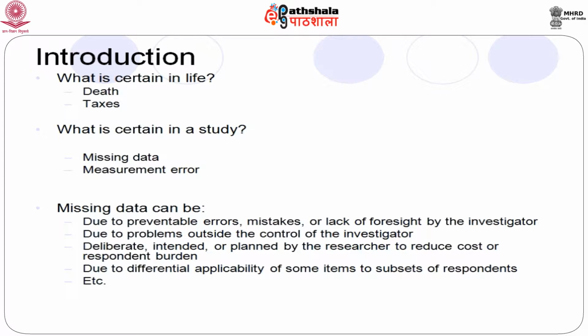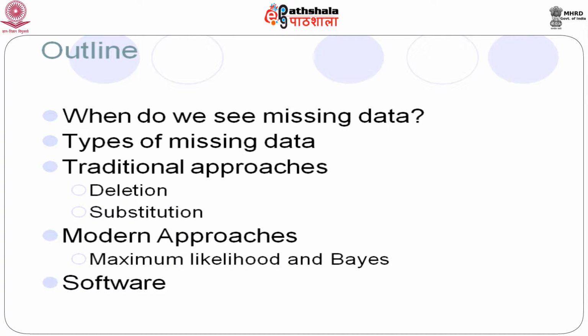What is certain in life? Death and taxes. What is certain in study? Missing data and measurement errors. You know that missing data can be due to preventable errors, mistakes, or lack of foresight by the investigator, due to problems outside the control of the investigator, deliberate, intended, or planned by the researcher to reduce cost or respondent burden, due to differential applicability of some items to subsets of respondents, and various other reasons.